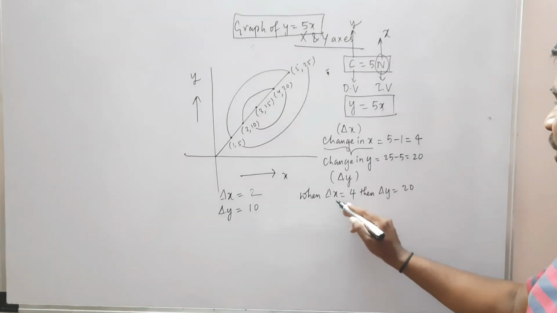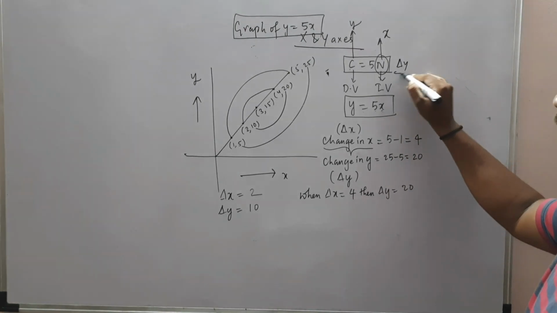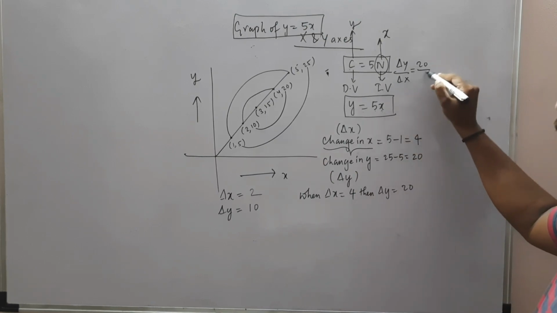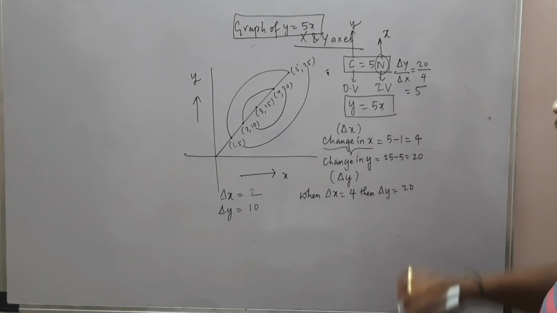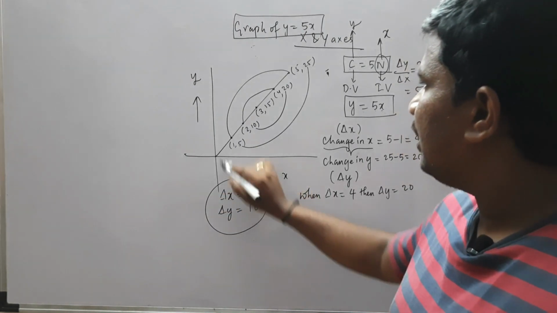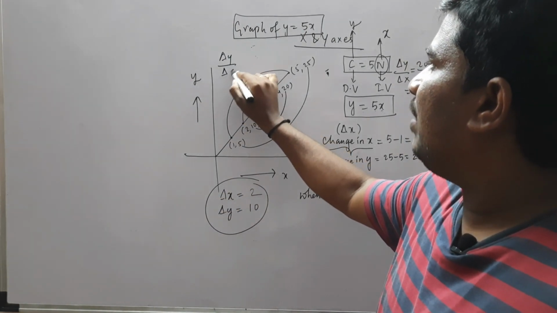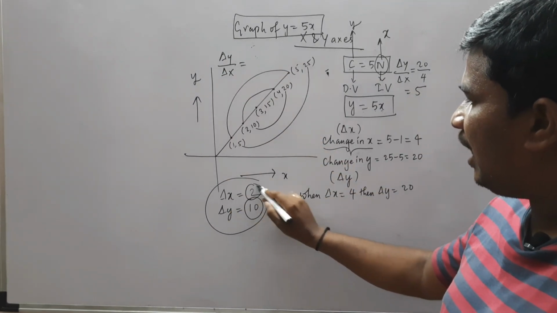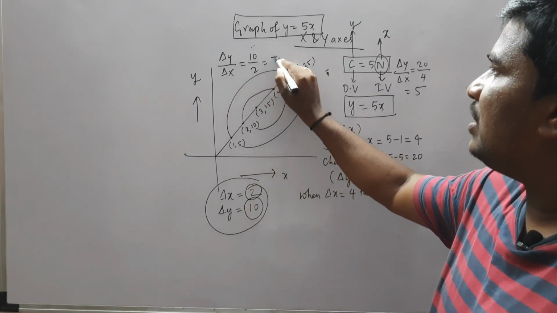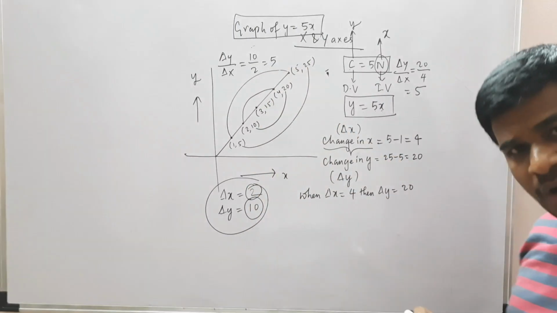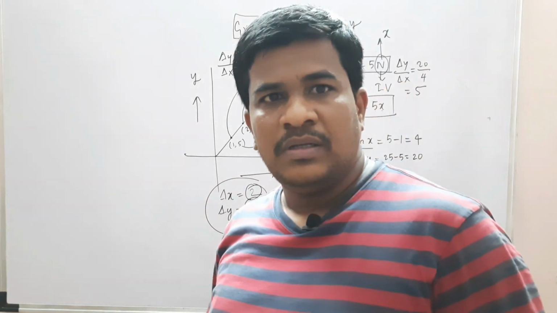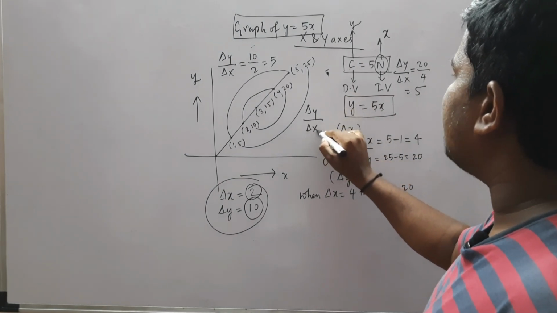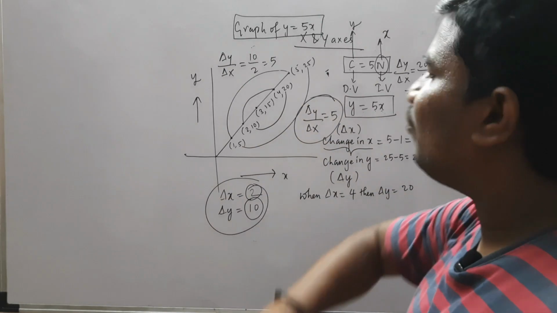Here you see the ratio of delta y to delta x. Here delta y to delta x is 20 by 4, that is 5. Even here, if you find the ratio of delta y to delta x, delta y is 10, delta x is 2, 10 by 2, this is also 5. So what you have to keep in mind is, in this particular example, the ratio of delta y to delta x is always 5, whichever pair of points you consider.